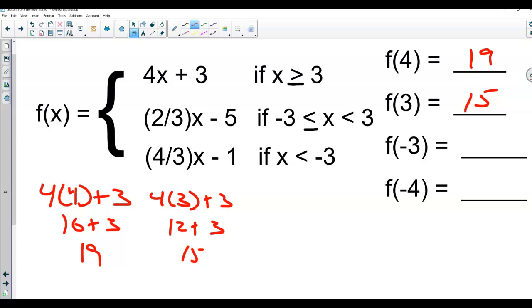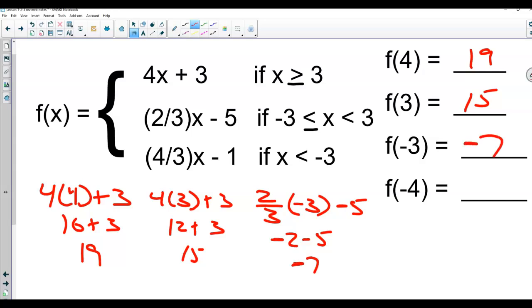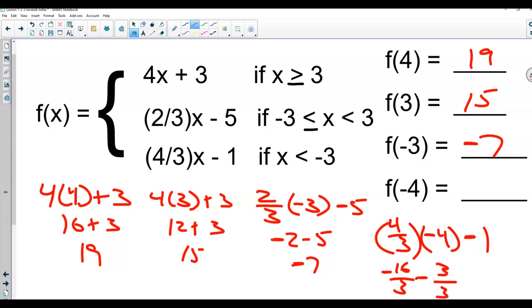Negative 3 is greater than or equal to negative 3. So we're going to go 2/3. So this negative 3 has to go with this expression. 2/3 times negative 3 minus 5. 2/3 times a negative 3 is a negative 2, minus 5 is a negative 7. And finally, negative 4 is less than negative 3. So 4/3 times negative 4 minus 1. That's negative 16/3, and I'm going to change the 1 into 3/3. And that's a negative 19 over 3 as my answer.